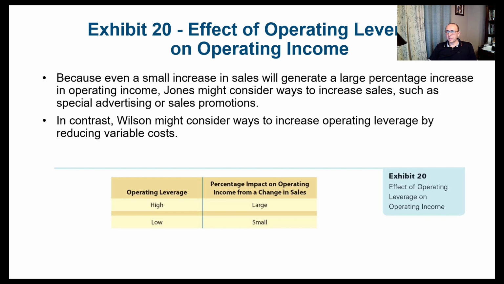So that is the effect of operating leverage on operating income. Because even a small increase in sales will generate a large percentage increase in operating income, Jones might consider ways to increase sales, such as special advertising or sales promotions. On the other side, Wilson might consider ways to increase operating leverage by reducing their variable cost. So when operating leverage is high, the percentage impact on operating income from a change in sales would be larger than if the operating leverage is low.